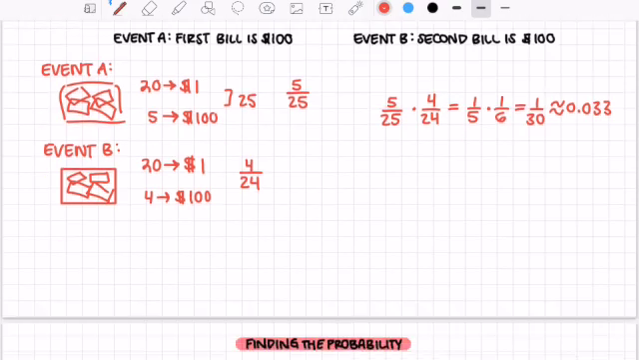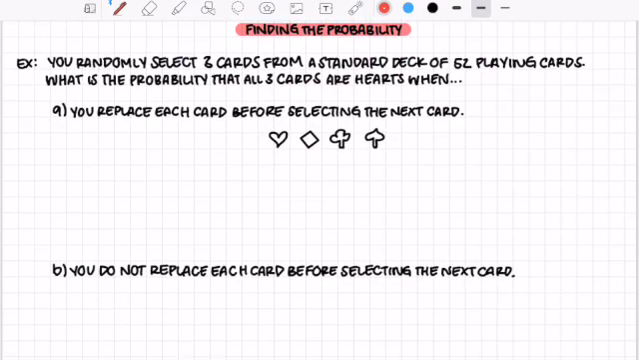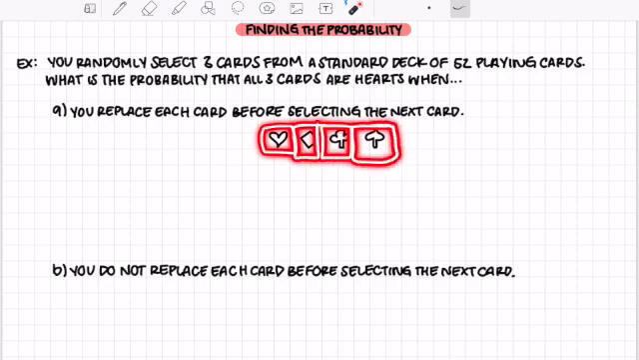Okay, let's try out cards. So you randomly select 3 cards from a standard deck of 52 playing cards. What is your probability that all 3 cards are hearts when, let's say for the first one, we're asked to replace each card before selecting the next card? So first few things to note is that we are looking at hearts specifically. And in a 52 card deck, we are given hearts, diamonds, clubs, and spades. And they're all evenly distributed in that 52 card deck.